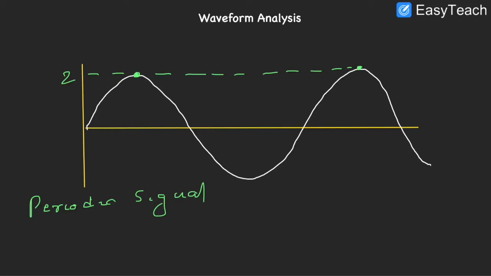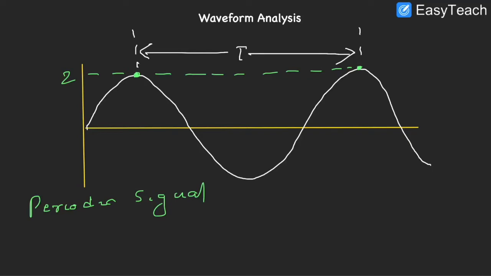And every periodic signal has a certain property called a time period. So here I've referenced 2, and the time this signal takes to reach to a magnitude of 2 again is called the time period. So if it takes 2 seconds to reach 2 again, this signal has a time period of 2 seconds.